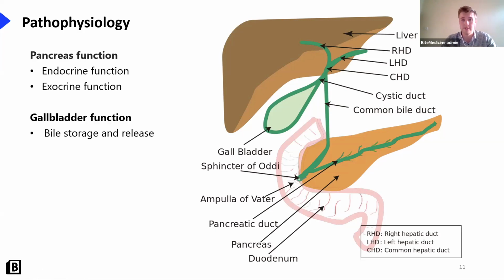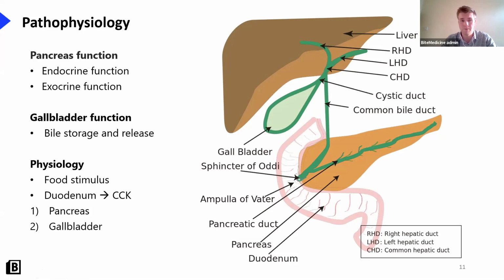We said what the gallbladder does, it's for storage and release of bile. And so in general physiology, when food stimulus is detected in the duodenum, there is a release of CCK, which stands for cholecystokinin, which literally means gallbladder move or bile move. So it stimulates the movement of bile from the gallbladder, as well as in the pancreas, stimulates the production and release of enzymes. So how does this go wrong?